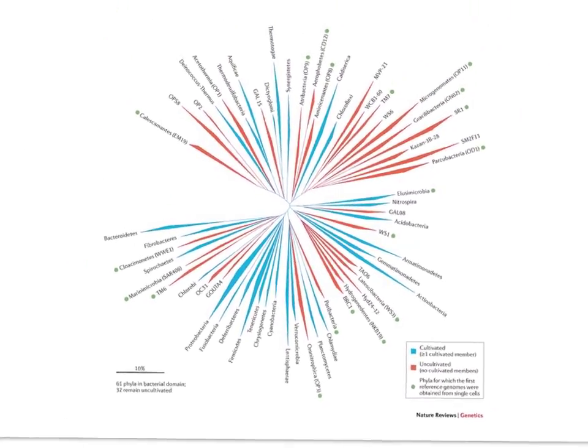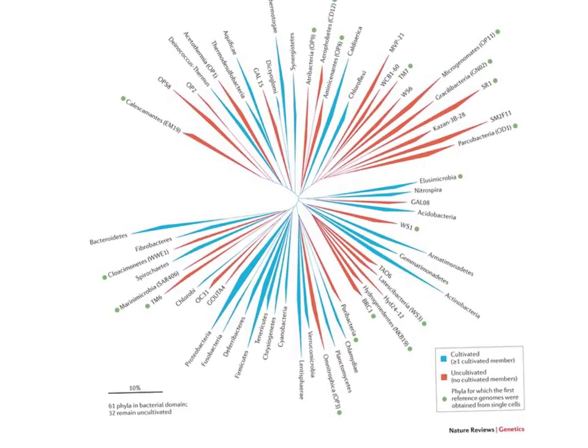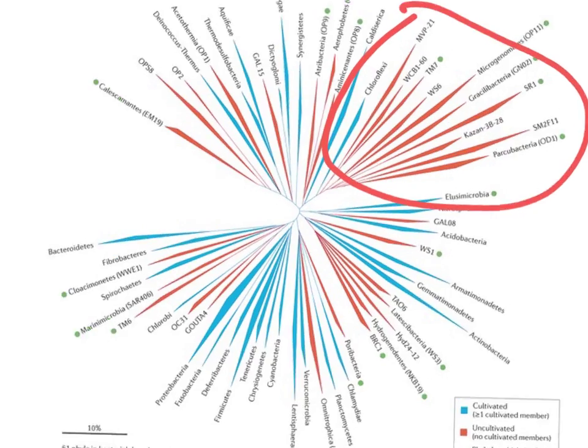In red, and you can see that red represents a substantial portion of the tree. And in fact, there's this whole group over here with no cultivated members. So red are phyla with no cultivated representatives. We only know about them because of genetics. And then there's this green dot.